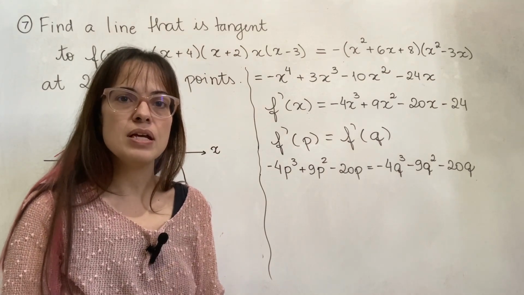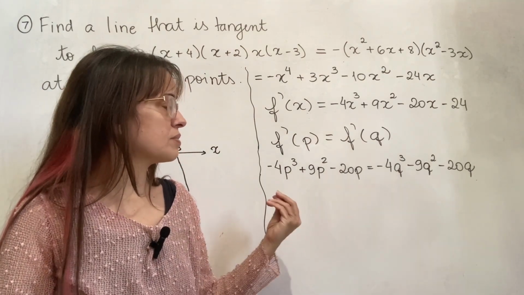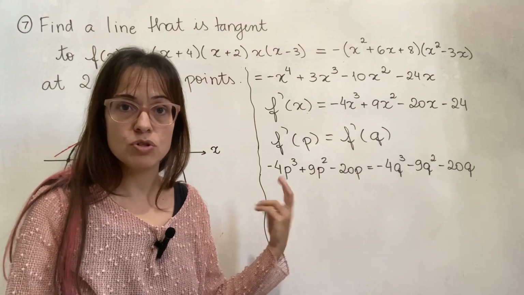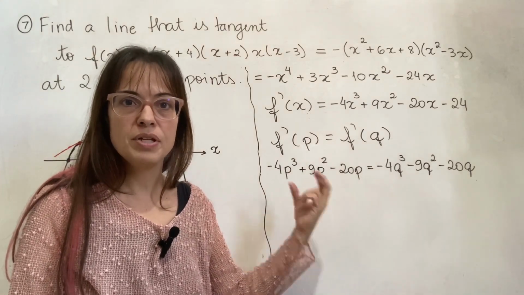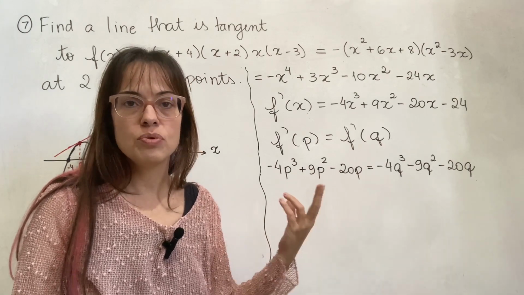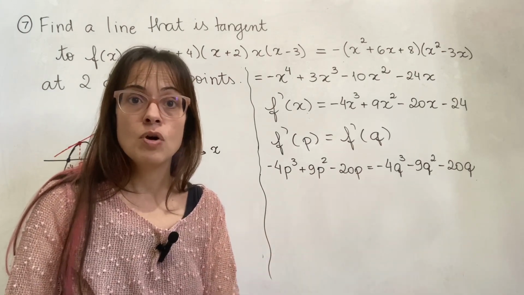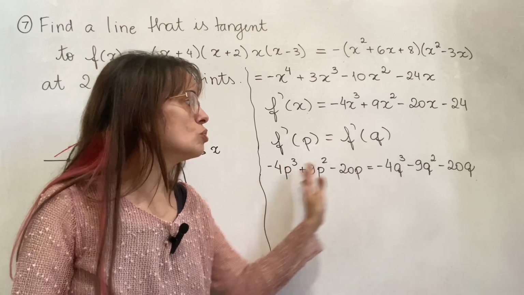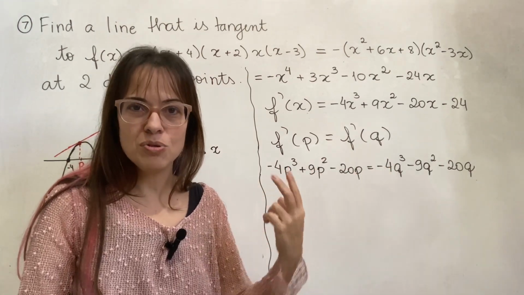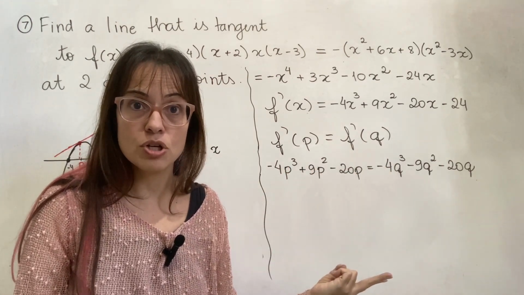And this is made even more ugly by the fact that we want to find the values of the two numbers P and Q, but this is just one equation. So that's usually not enough information. When we want to find two values, we tend to need two pieces of information.